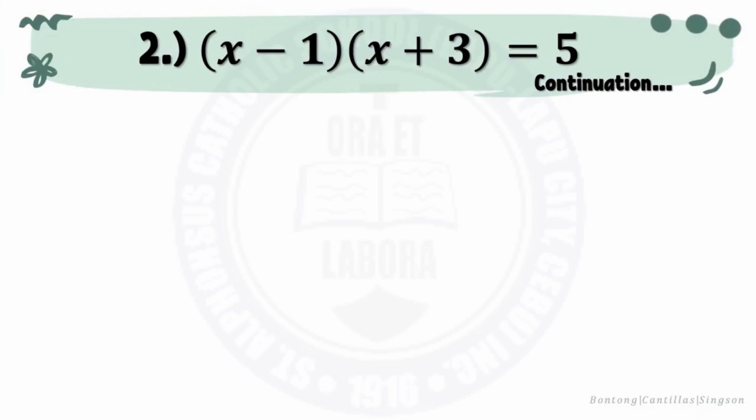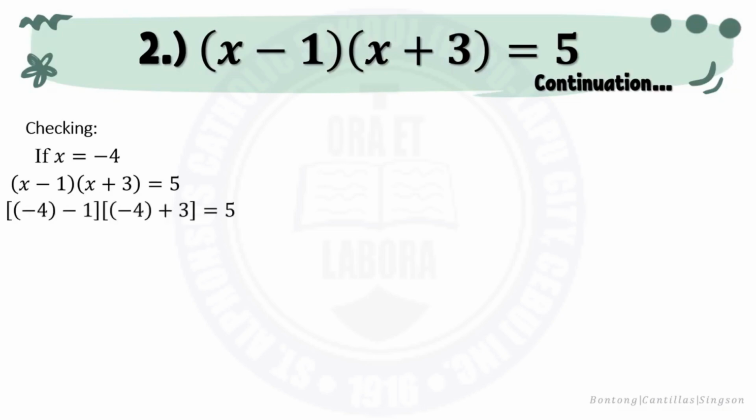Now, let's do the checking and conclusion. Checking. If x is negative 4, write the given, which is quantity x minus 1 times quantity x plus 3 equals 5. Substitute the value of x with negative 4. So you have there negative 4 minus 1 times negative 4 plus 3 equals 5. Simplifying this one, negative 4 minus 1, that's negative 5. Negative 4 plus 3, that's negative 1. Now, simplifying negative 5 times negative 1, that's 5. So, 5 equals 5 is true.